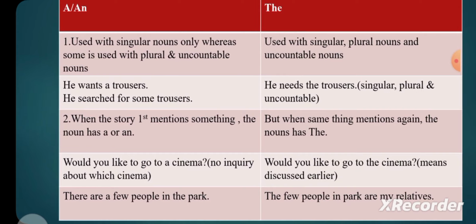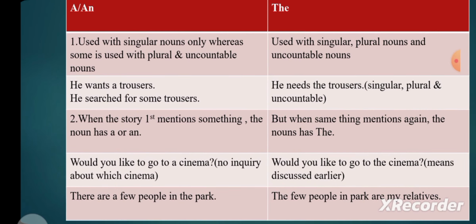Number two is when the story first mentions something, the noun has a or an with it. Would you like to go to a cinema? No inquiry about which cinema. It means the speaker is talking about any cinema randomly. There are a few people in the park. Who are those people? They are not the concern of the speaker.